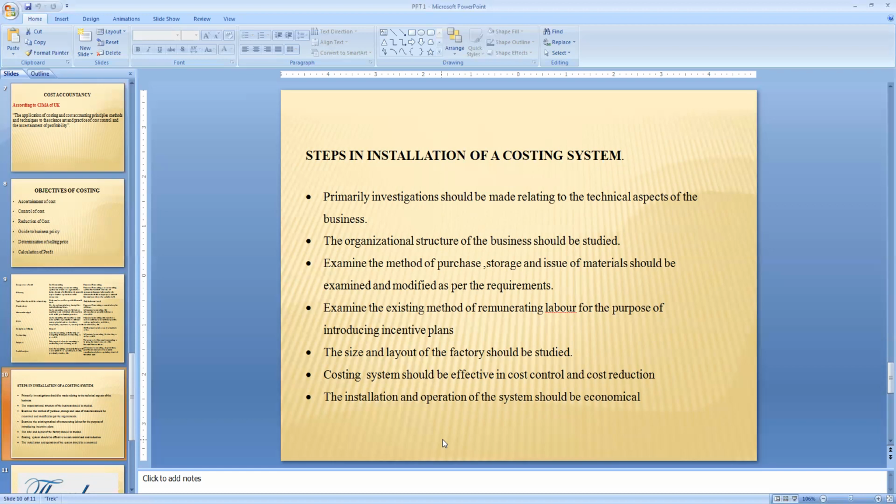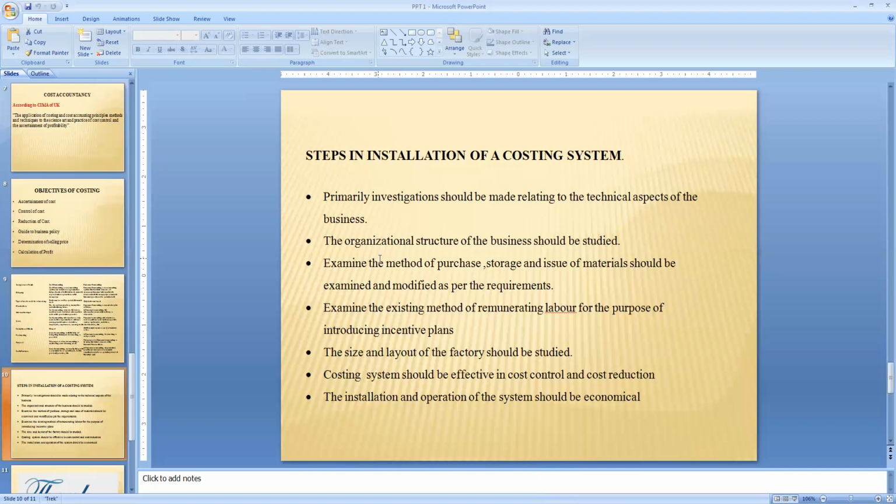The first one is that a primary investigation should be made relating to the technical aspects of the business, because the nature of the product and the method of production will determine the type of costing to be applied. What technical means is the nature of the product we have to produce, and what methods are followed for the production. These all have to be studied while the installation of the costing system is being done.